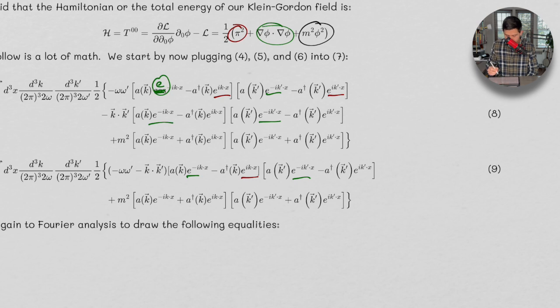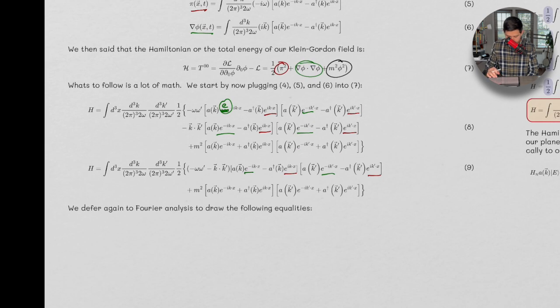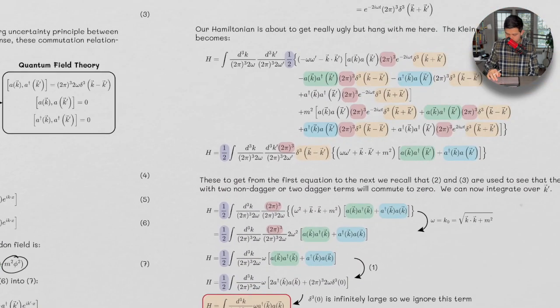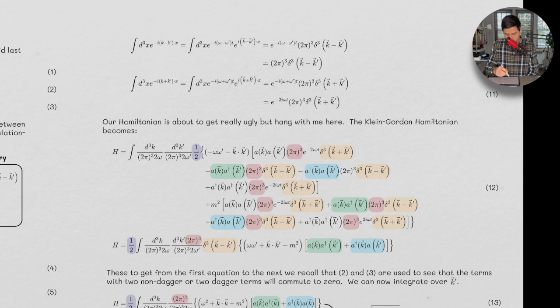Primes, everything with the minus k, right? And then this guy, and then this guy, and this guy right here. All right. Okay, so now we're going to defer to Fourier analysis to draw the following equalities here. So these equalities come from Fourier analysis.